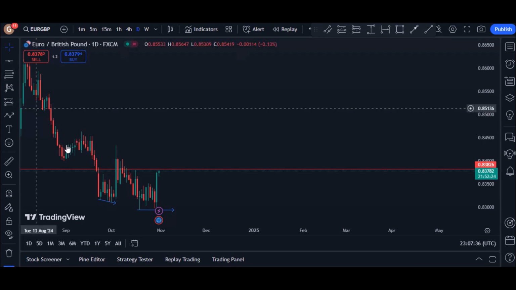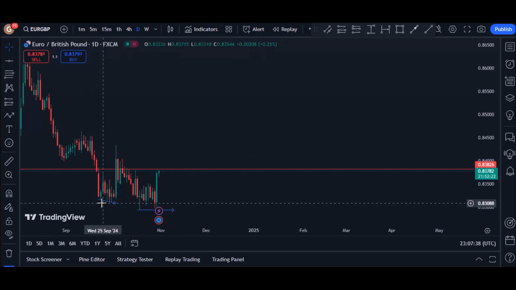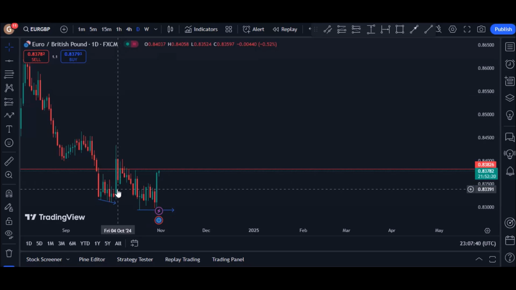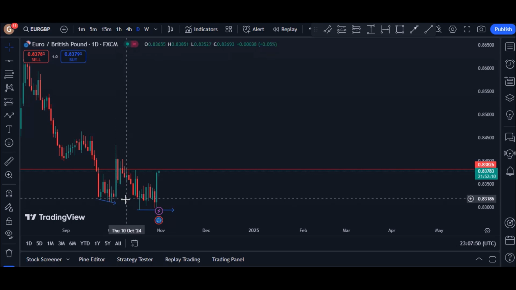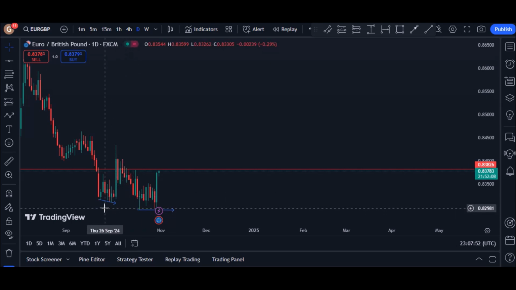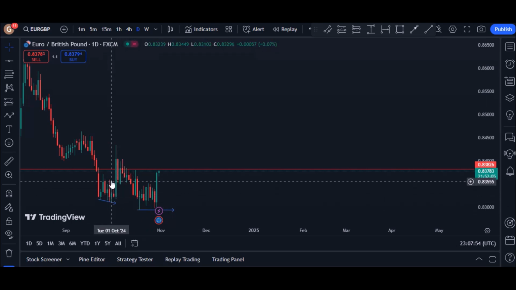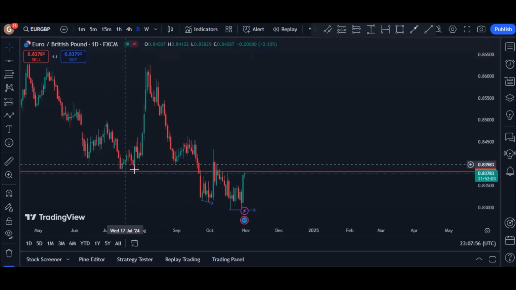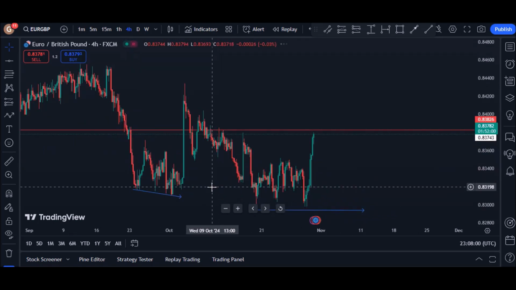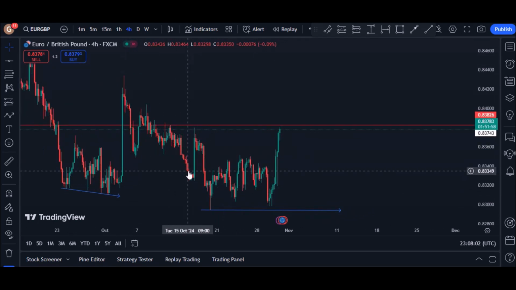And as you can see on the daily time frame, look at the candles. Look at this bullish move here. This is the trade I took here. Look at this daily candle. Very bullish. Very big and long candle. That shows that the institutions are putting more buy orders into this pair. So I knew this pair was going to be bullish.